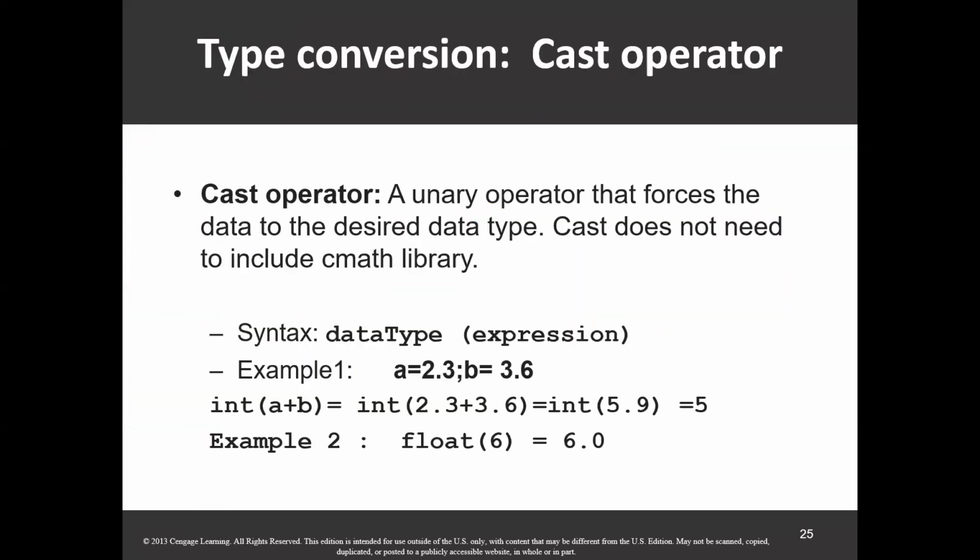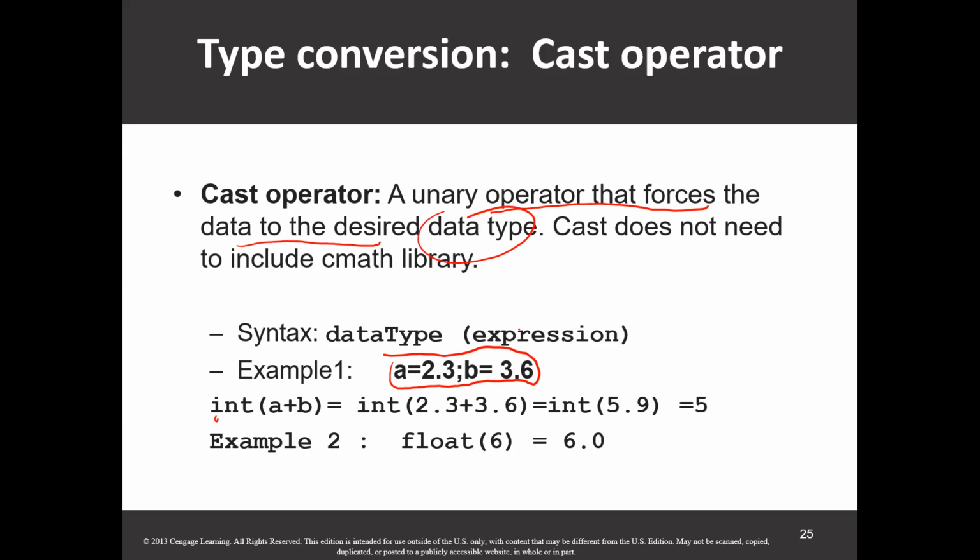Now, next we're going to talk about the cast operator. We already talked about it. When we do a cast operator, that means it's a unary operator that forces data to be converted to another data type. For example, when I declare two variables, A, it's double, A equal 2.3 and B equal 3.6. Both of them are double.